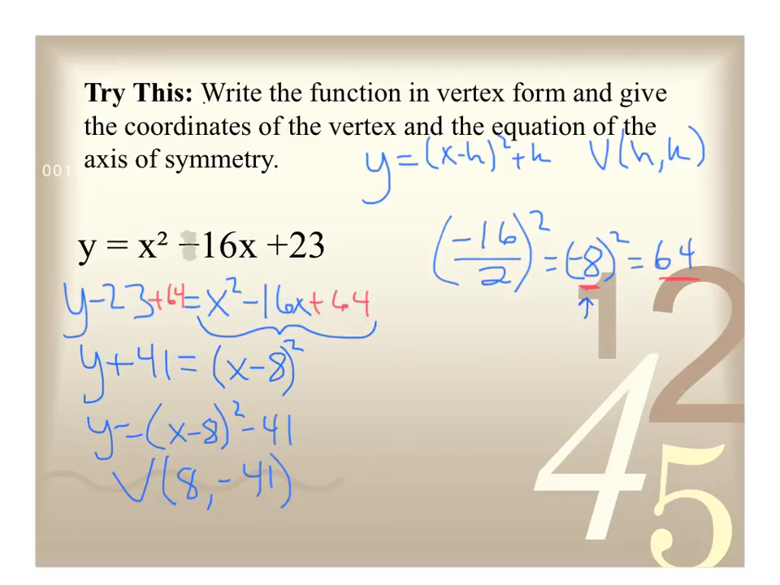And then for my axis of symmetry, I get x equals positive 8. Remember, it's an equation of a line. It's more than a number. It's an equation of a line. x equals positive 8 for my axis of symmetry. And there we go. We're good to go.